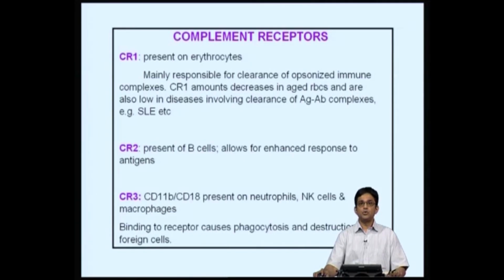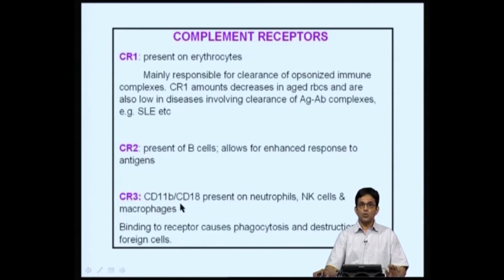CR2, the complement receptor 2, is present on B cells, and it allows for enhanced response to antigen. So you can imagine a situation with B cells, and if you have the antigen, the CR2 complement bound to antigen antibody, and it's binding to B cells, so it's internalized efficiently, and this allows for better presentation and activation of B cells. So CR2 is important for enhanced B cell responses.